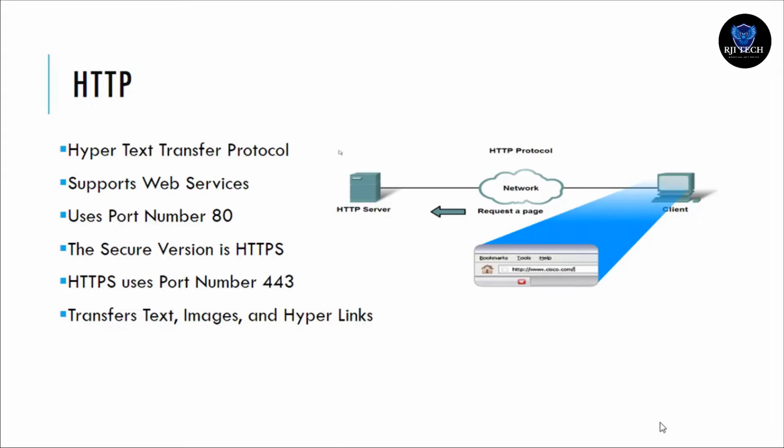The secure version of HTTP is HTTPS. S here is for security, and HTTPS uses port number 443. HTTP is one of the application layer protocols in TCP/IP.